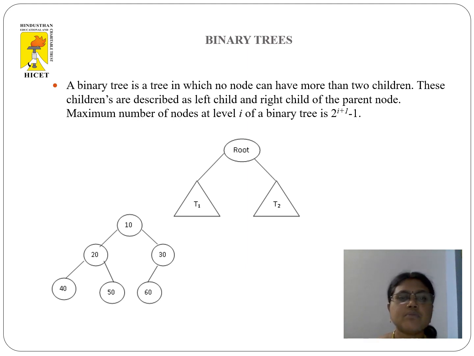The maximum number of nodes at level I of a binary tree is 2 to the power I plus 1, minus 1. For example, if we have 3 levels, then the maximum number of nodes we can have here is 8. 2 to the power I plus 1, where the levels are 0, 1 and 2, so 2 plus 1 becomes 3. So 2 to the power 3 is 8, and then minus 1. So sorry, totally it is going to be 7 nodes over here.